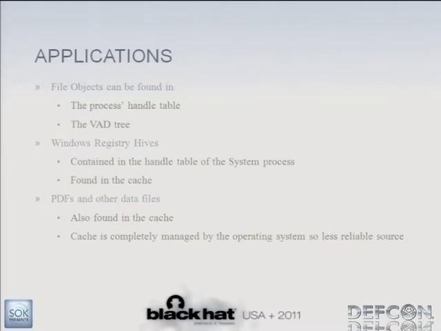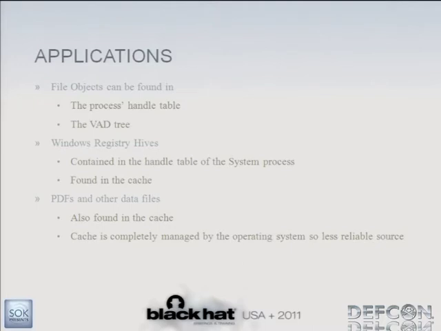So let's talk about some of the applications of this technology. In the past, most of the tools, or I believe all the tools that are out there freely available, will parse the VAD tree in order to do process reconstitution. But since we care about some data that's in the file system or in the file cache, we should probably also parse the handle table. So we're going to parse the handle table, we're going to parse the VAD tree, and then once we get there, we're going to parse the file objects that we find.